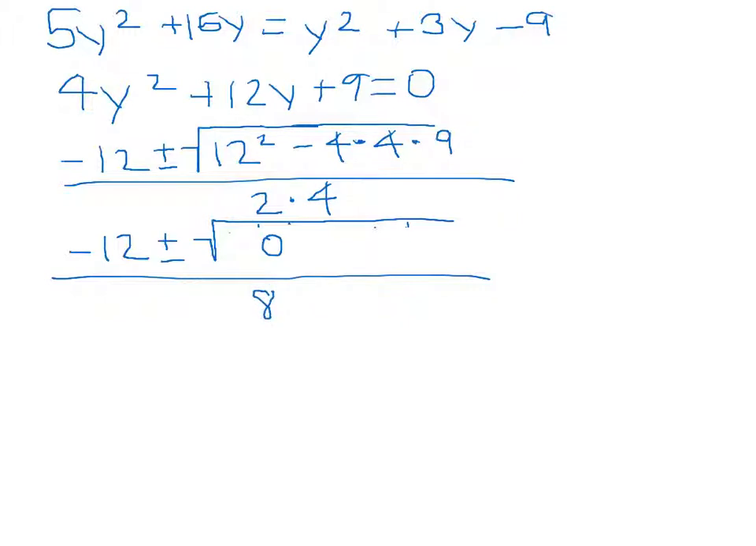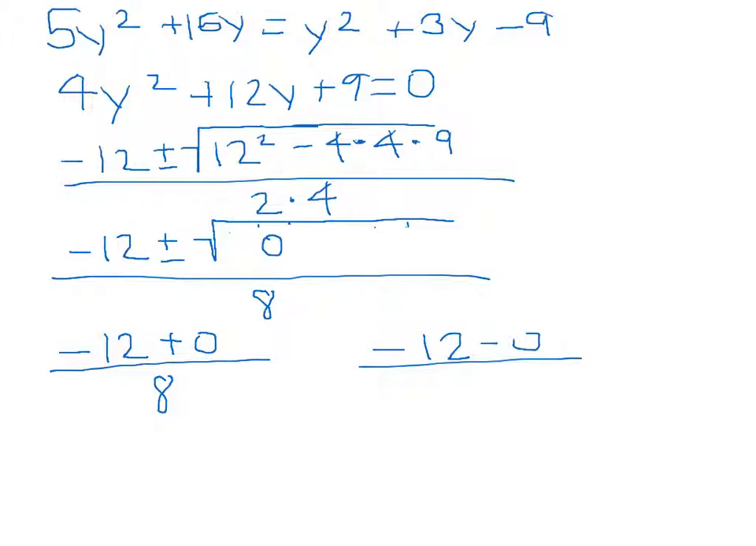Then the next step would be to just finish the problem, basically. So it would be negative 12 plus 0, since the square root of 0 is 0, over 8. Then negative 12 minus 0 over 8. Now, since negative 12 plus 0 and negative 12 minus 0 are the exact same thing, negative 12, the answer would just be the same. Negative 12 divided by 8 equals negative 1.5.